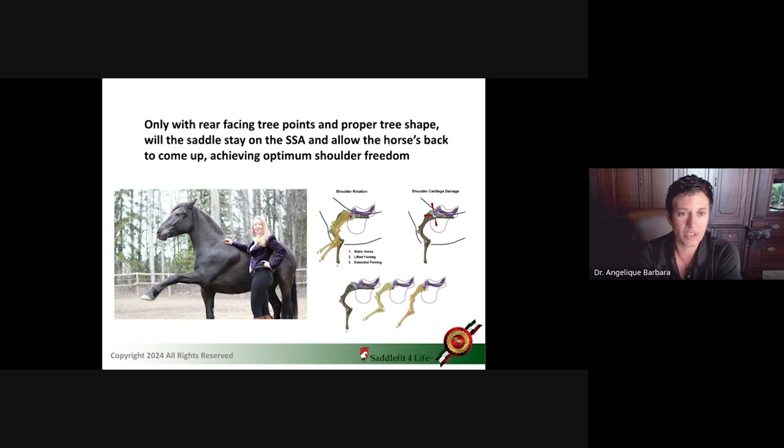So it's so important that they can move that scapula properly and engage their top line when they're moving. And as you were mentioning before, they should be building those muscles. You shouldn't see those muscles disappearing through work. You should see them building and getting bigger and stronger as the horse is working.